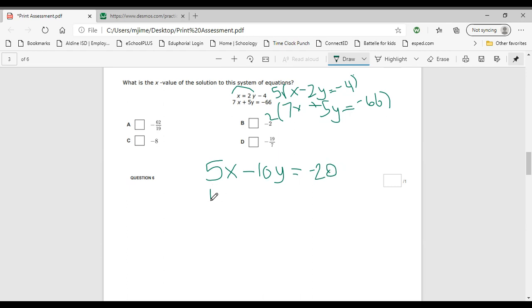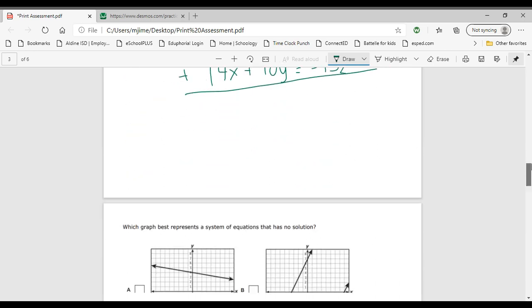And then this is going to be 14 because 7 times 2, plus 10y equals negative 132. All right, you're going to add these two together. That means you're going to eliminate the 10s because it's a positive and a negative. So 15 plus 14, negative 20 plus negative 132, and then divide, and you'll find your answer then.